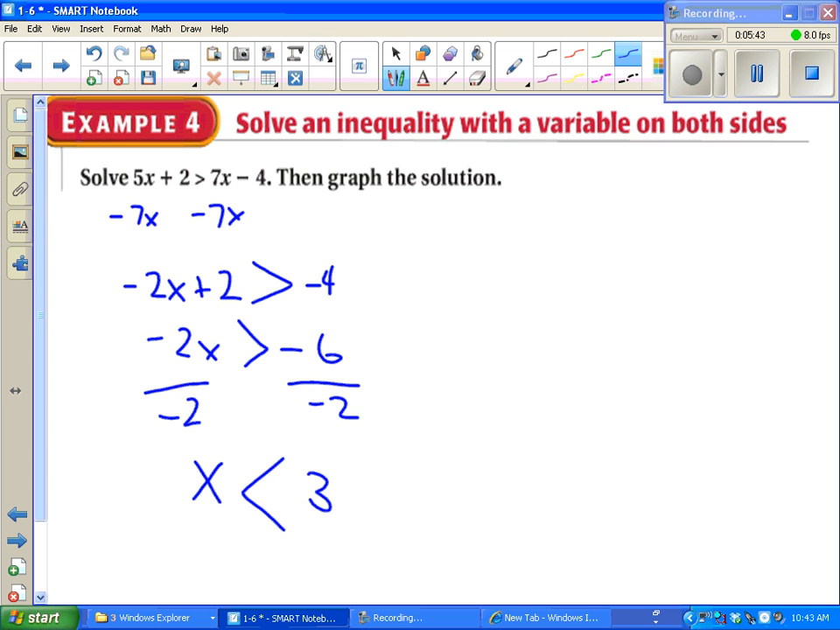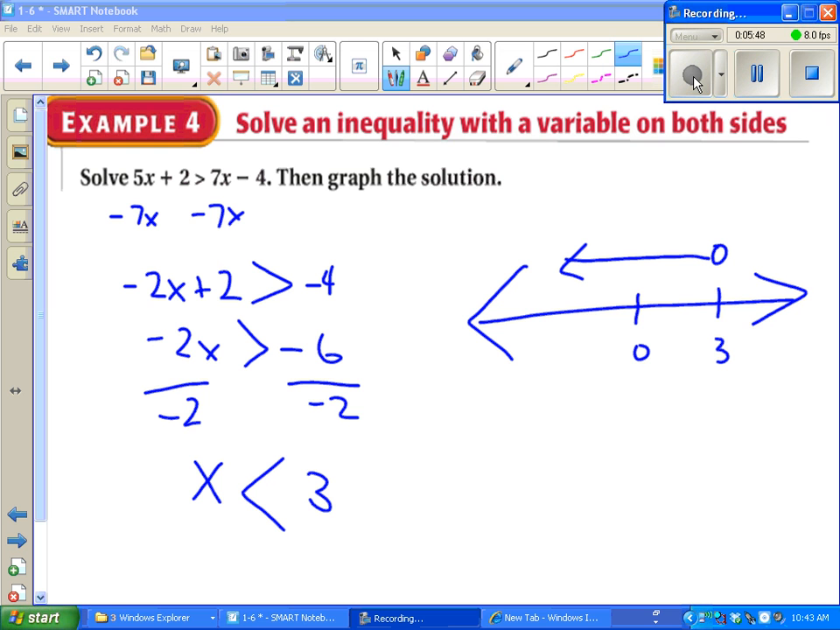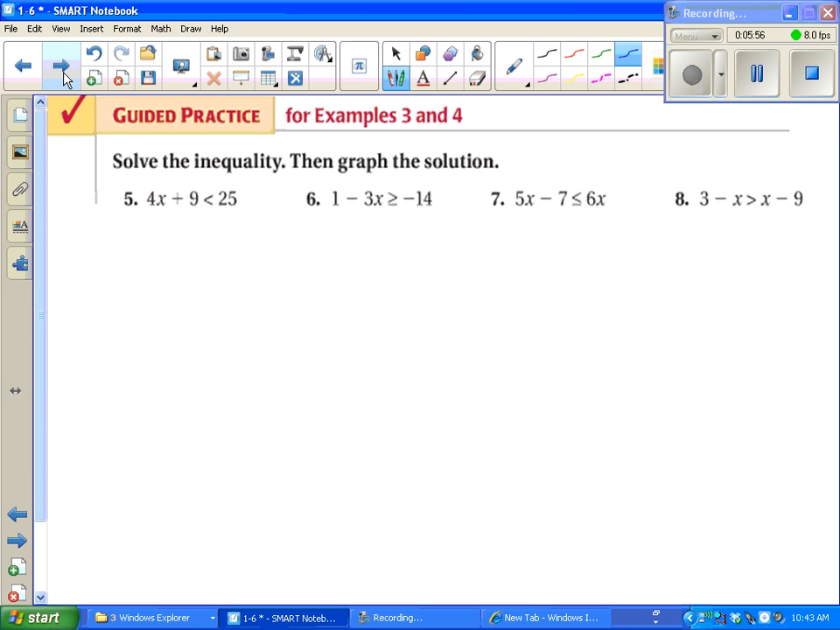If you look at the directions, it does say to graph the solution. So make sure you know, I'll be looking for the open circle and the direction. At this point, you can pause the video and try these on your own, or you can wait until later.